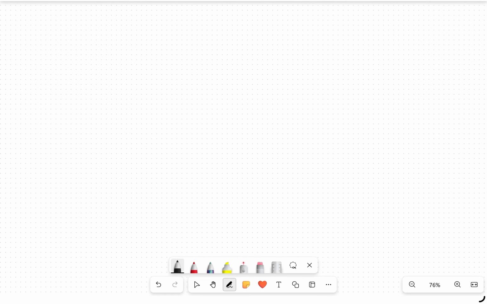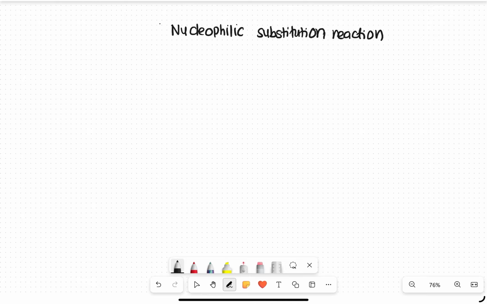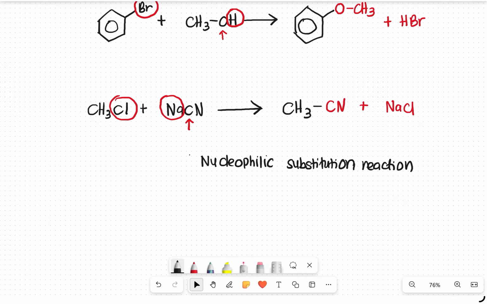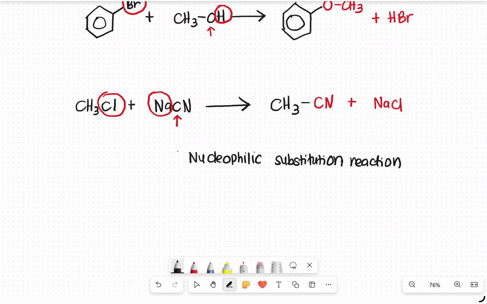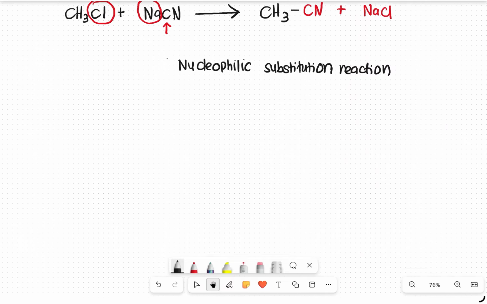Still under the chapter reaction, nucleophilic substitution reaction, there are two types of nucleophilic substitution reaction. As I mentioned earlier, the previous one is the general reaction. All of this, we call general reaction. There's no arrow attacking on the carbon, anything, no.